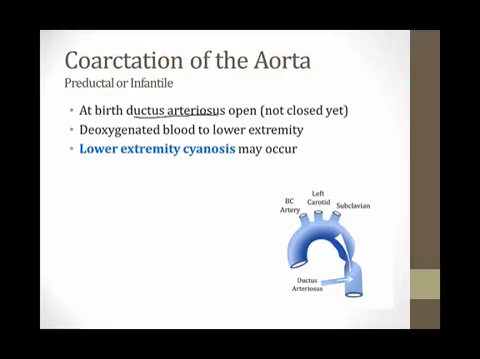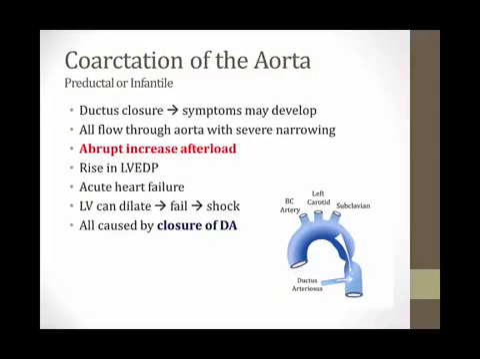Remember, it doesn't close until about 24 hours. So initially when the baby is born, what you can sometimes see is cyanosis in the lower extremities. This is because blood is bypassing the lungs via the ductus arteriosus and going to the lower extremities and delivering deoxygenated blood to the lower extremities. But the really dangerous consequence of this type of coarctation occurs when the ductus closes. This can lead to symptoms and the baby can get very sick. Once the ductus closes, all the blood flow in the aorta has to go through that severe narrowing.